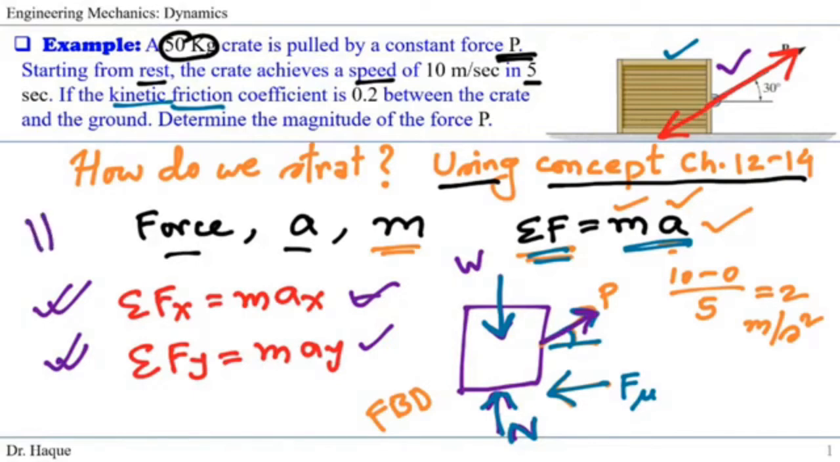So here we're just doing our outline. How do we start our problem? We have planned out, again, force, acceleration, and mass. We figured out this equation has connections, and we drew a free body diagram. Looks like we have all the forces we need. So now we can proceed towards the solution.